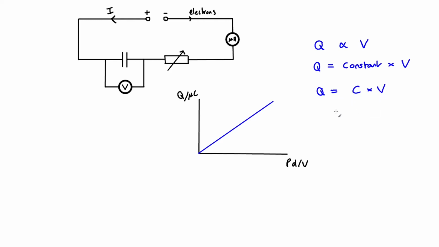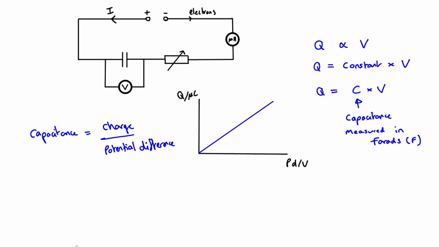So Q equals CV, where C there is the capacitance, which is measured in farads, symbol capital F. Now that is the formula that defines capacitance. So if we rearrange this, capacitance equals charge divided by potential difference. It is that equation that defines capacitance. Capacitance is the charge that a capacitor will store for each volt you place across that capacitor.